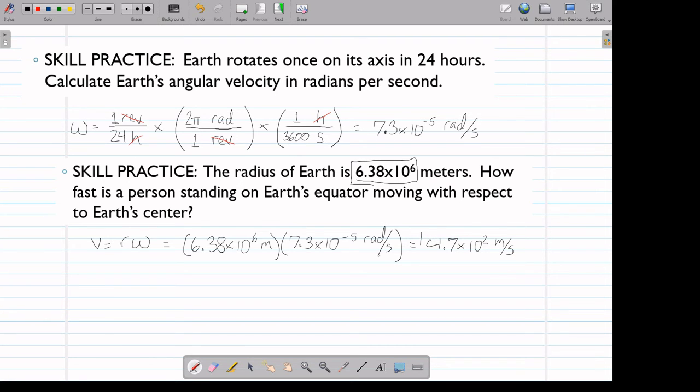Now you could also write 470 without a decimal point, but this is just more precise. So 470 or 4.7 times 10 to the 2nd meters per second. That's how quickly you're moving when you're standing on Earth's equator. And you don't feel that motion because the air and everything around you is also moving at roughly the same speed. So it doesn't feel like you're moving at 470 meters per second, but you are.